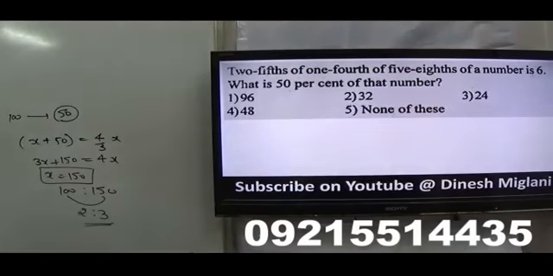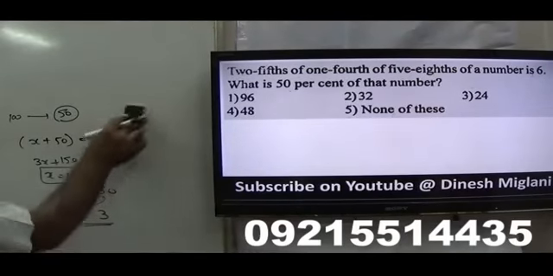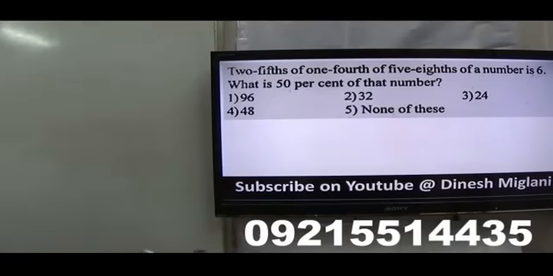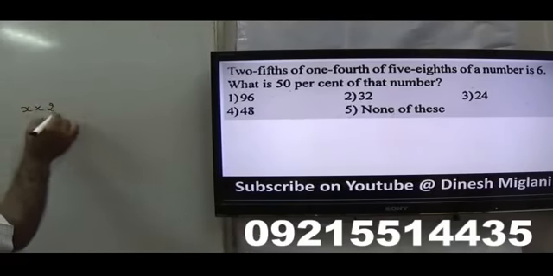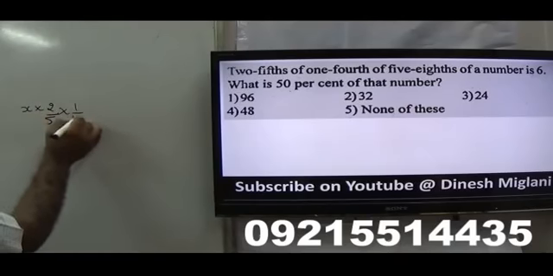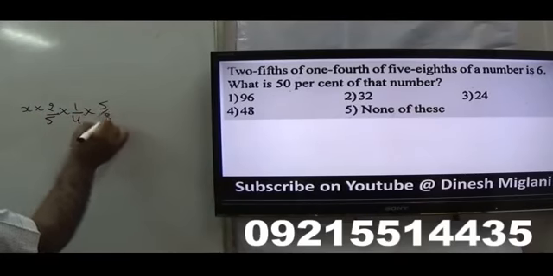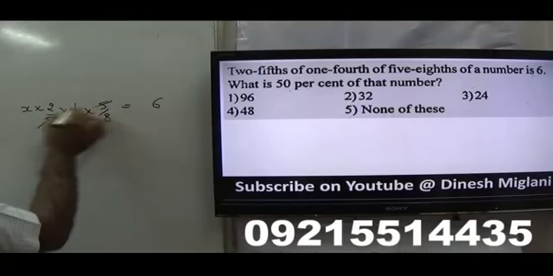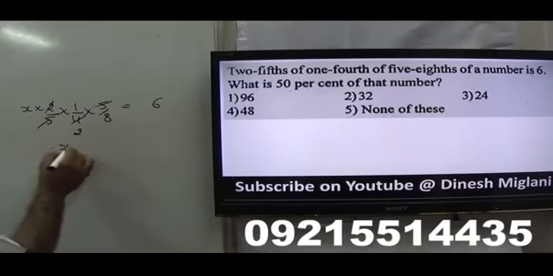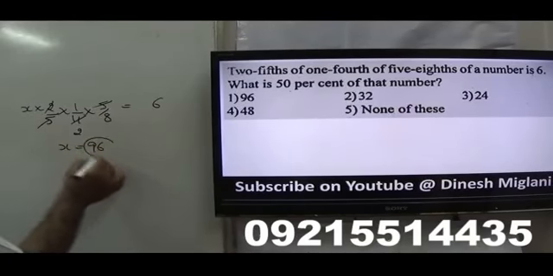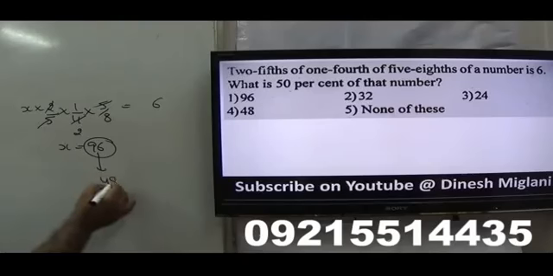Next problem is 2/5 of 1/4 of 8/5 of a number is 6. Let us say number is x. 2/5 of 1/4 of 5/8 of a number is equal to 6. Cancelled out, 2 will go on 2. So I may say x is equal to 96. What is the 50% of the number? 48, right? Hence I can say answer to my question is fourth one, 48. 48 becomes my answer. Very easy problem.